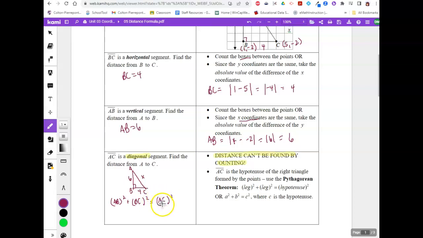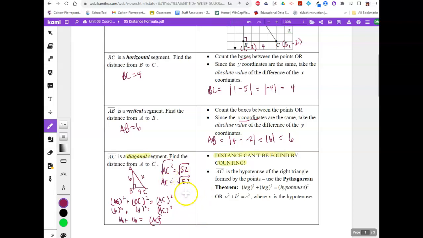And the hypotenuse always has to be over here. So that's going to be 6 squared plus 4 squared equals AC squared. 36 plus 16 is equal to AC squared. So that means that AC squared is going to equal 52. And so we have to take the square root of both sides. So AC is going to be the square root of 52.